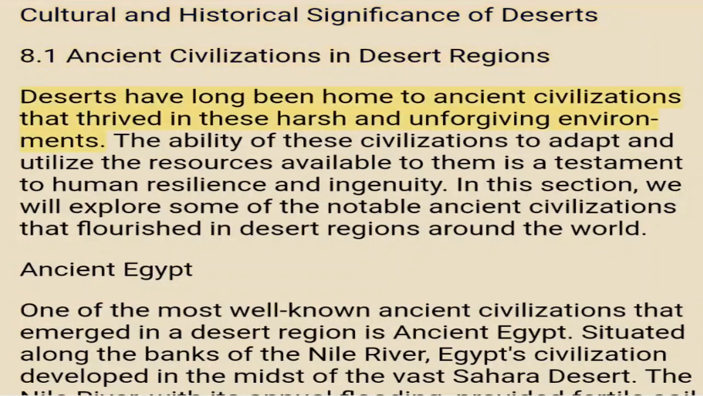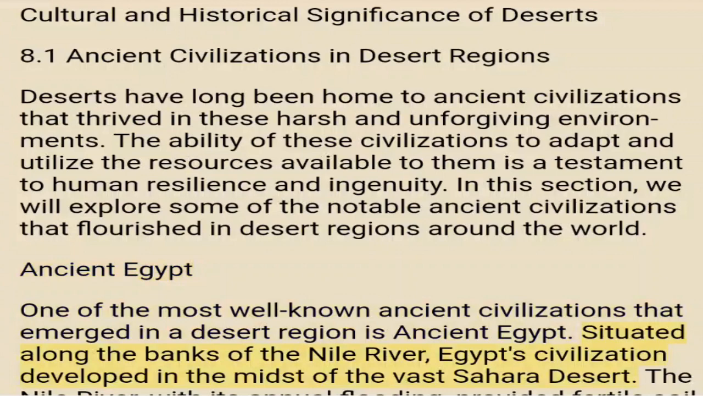Deserts have long been home to ancient civilizations that thrived in these harsh and unforgiving environments. The ability of these civilizations to adapt and utilize the resources available to them is a testament to human resilience and ingenuity. In this section, we will explore some of the notable ancient civilizations that flourished in desert regions around the world. Ancient Egypt. One of the most well-known ancient civilizations that emerged in a desert region is ancient Egypt.